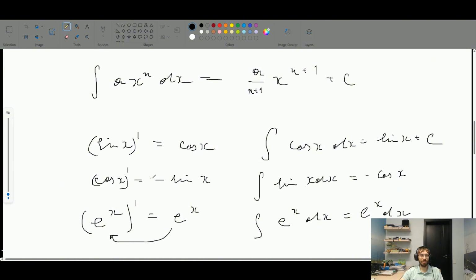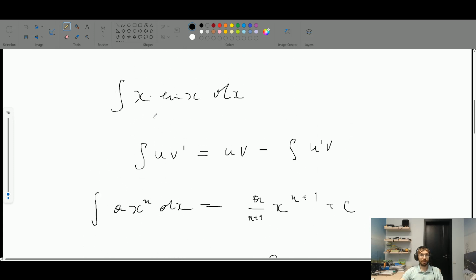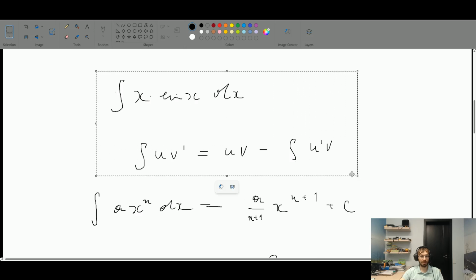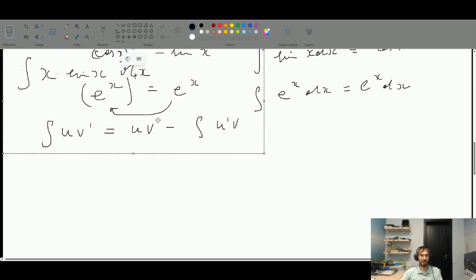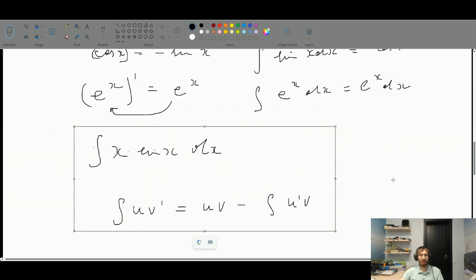Now, while knowing the standard integrals of these three relatively simple functions, we can progress to integrating by parts. I will copy the formula from here downwards so that you can see it in front of your eyes. Here, like that. And let's start.